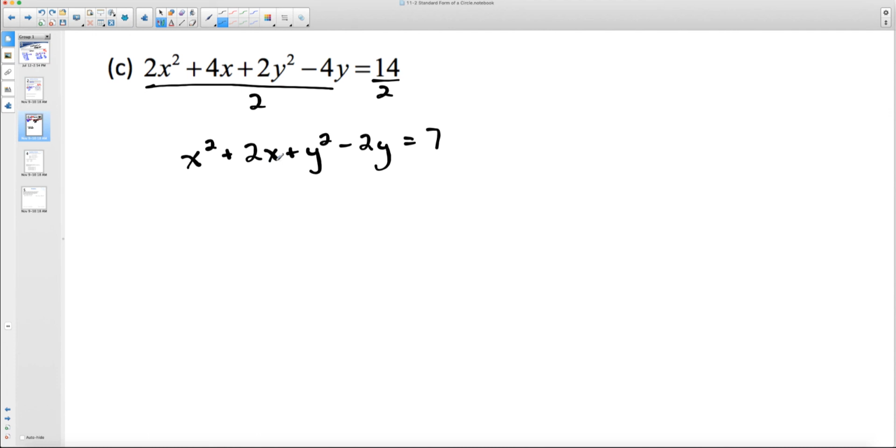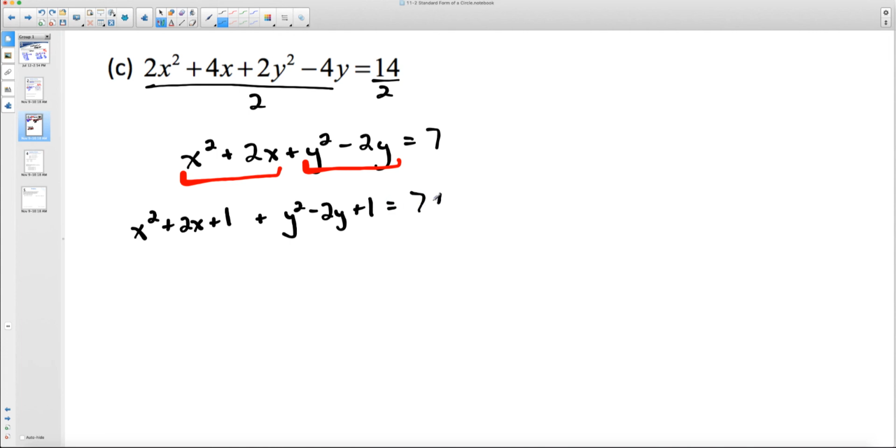And now we're going to go ahead and do our completing the square. So we have to think, what number do we have to add over here to make it those perfect square trinomials? So it's going to be x squared plus 2x plus 1, plus y squared minus 2y plus 1, equals 7 plus 1 plus 1. If we added the 1's over there, we have to add it over on the right side as well.